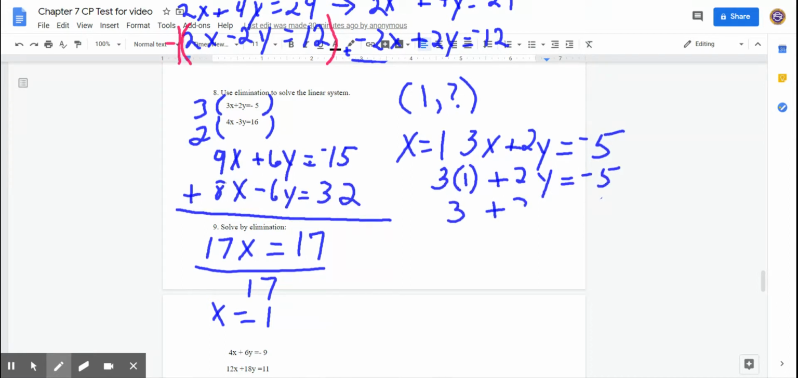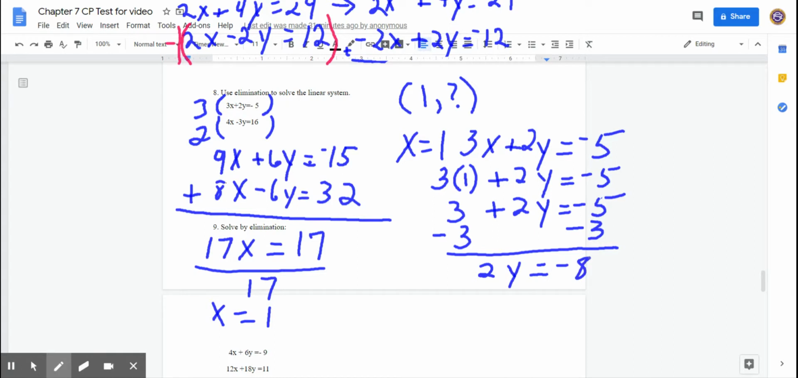That's 3. Bring the 3 over, so I have to subtract it, and I get 2y equals -8. Divide by 2, and y equals -4. So my x was 1, and my y is -4. There's my answer. And again, you can check. 3 minus 8 is -5. Yes, it is. 4 plus 12 is 16. Yes, it is.